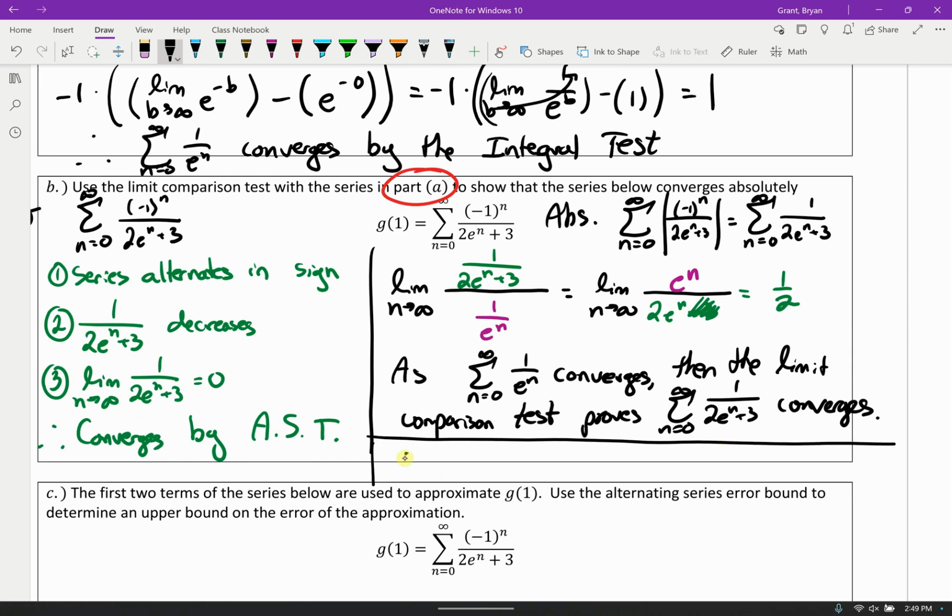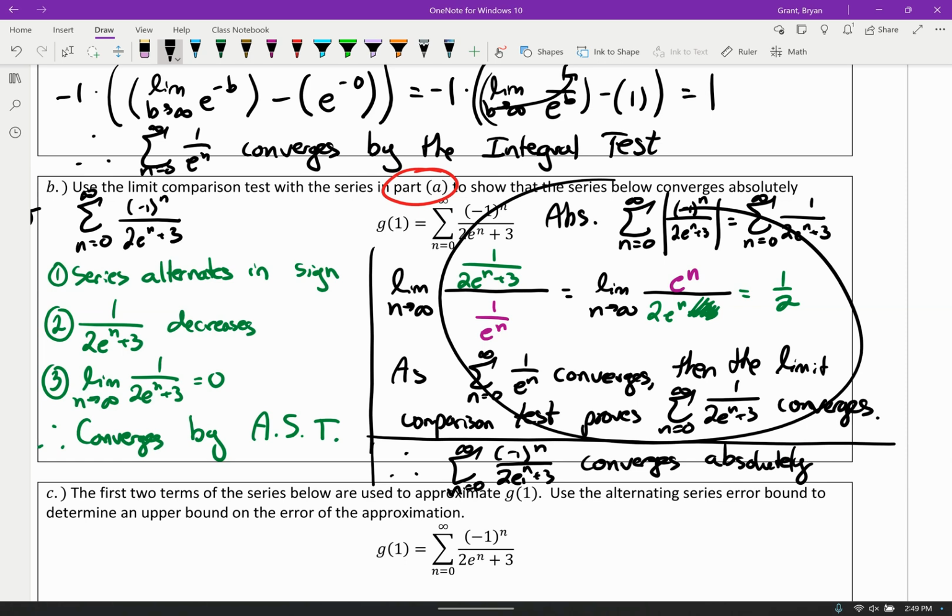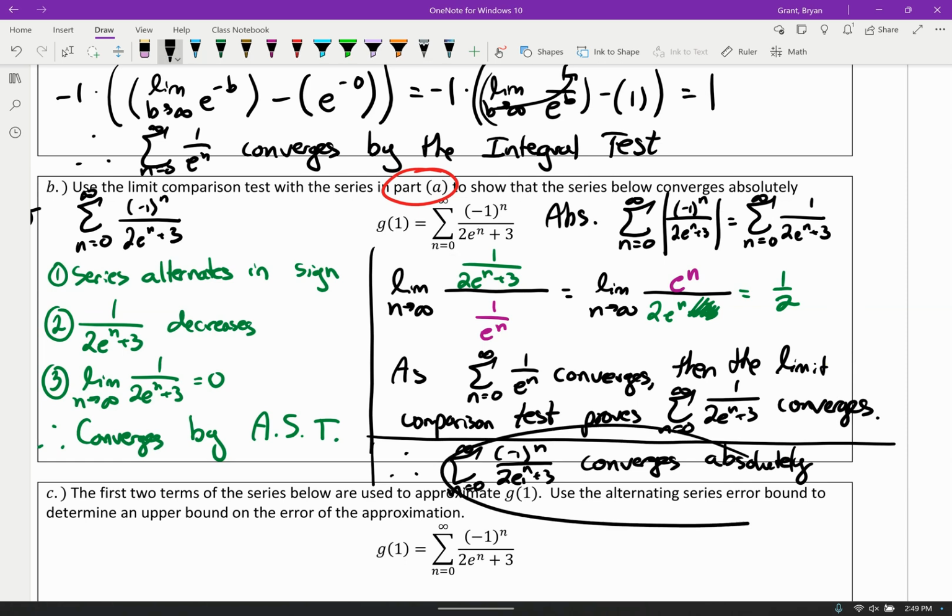Well, then we would say, therefore, the series n equals 0, my summations are getting worse and worse, negative 1 to the n over 2e to the n plus 3 converges absolutely. Right? Those are the two criteria you need to show for absolute convergence: the original converges and the absolute value converges. Don't forget your conclusion. Again, sorry about the room. I'm going to change that up, but hopefully by the time that you guys are working through this.